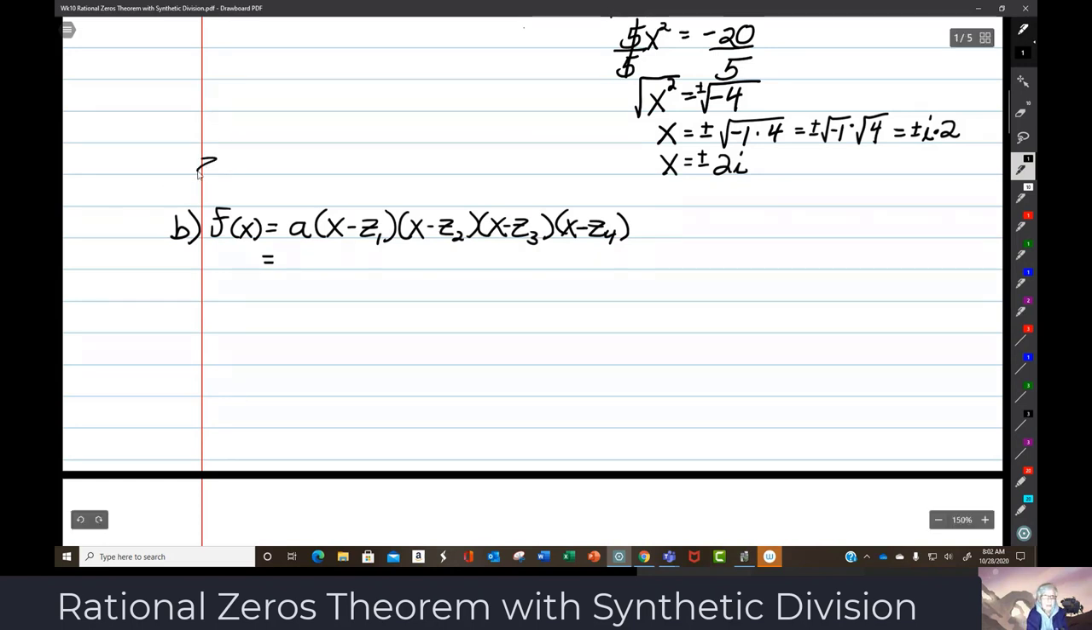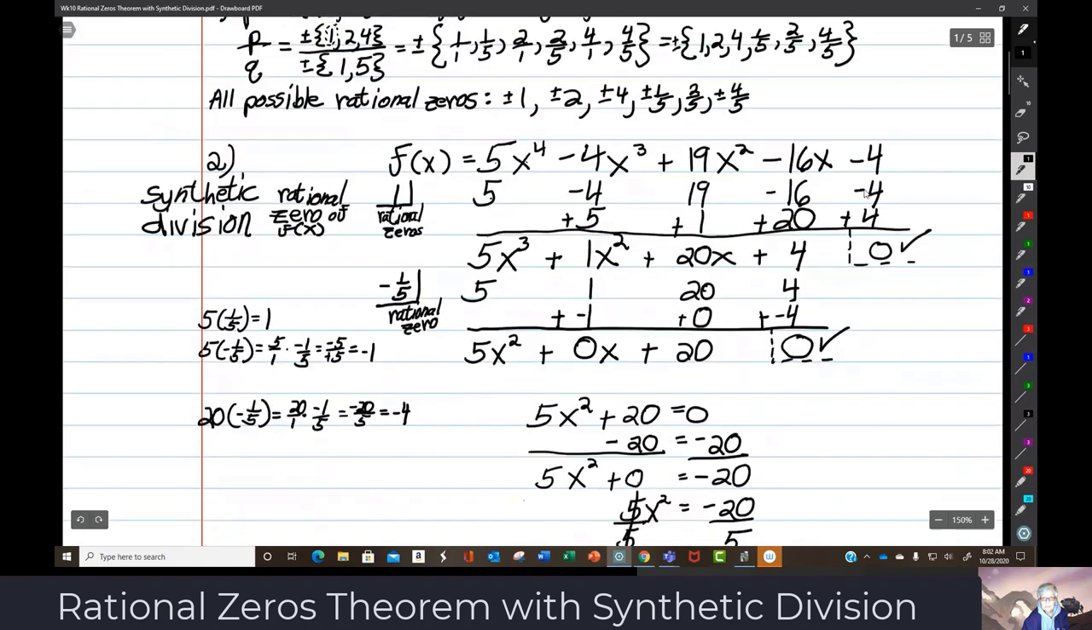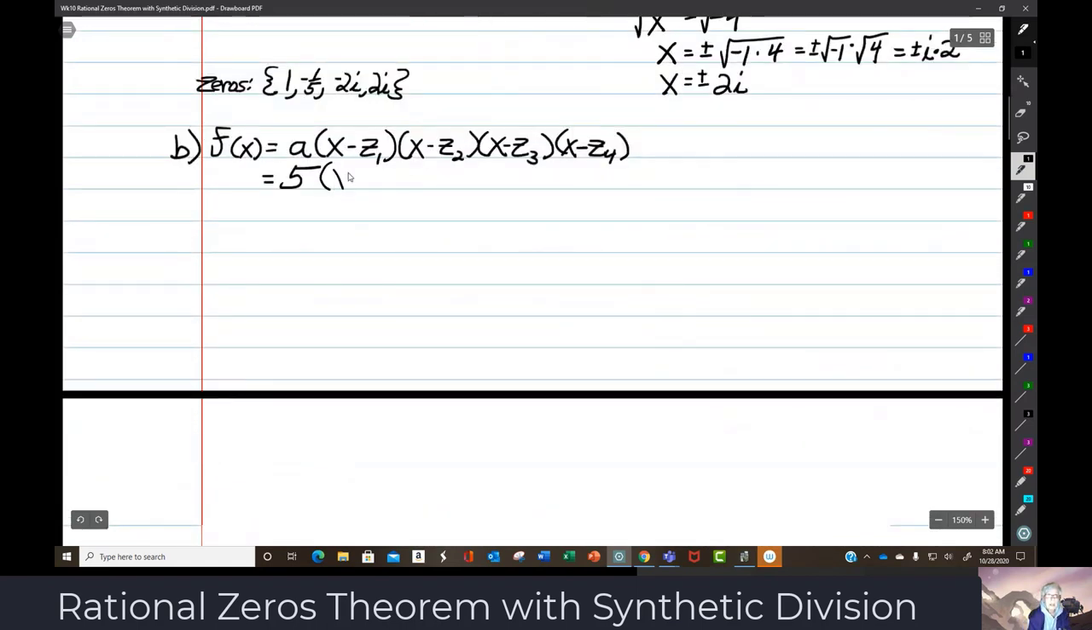Okay. So let me list all of my zeros. We have 1, negative 1/5, negative 2i, and 2i. So, if I write this in factored form, I will have 5, because 5 is the leading coefficient right there, times x minus 1, times x minus negative 1/5, times x minus negative 2i, times x minus positive 2i.